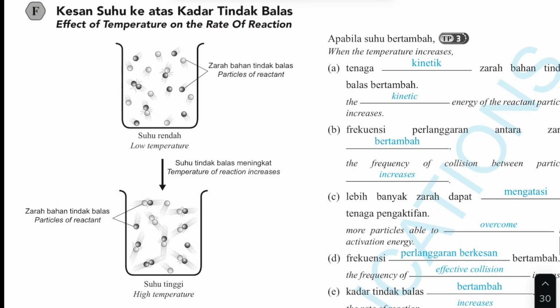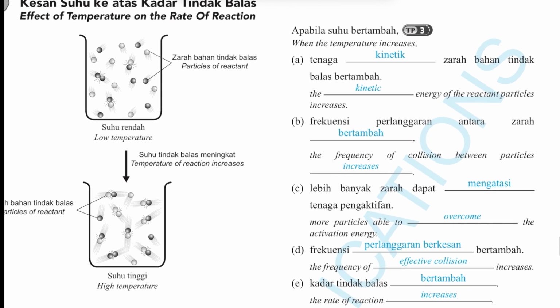Alright. Effect of temperature on the rate of reaction. When the temperature increases, the kinetic energy of the reactant particles increases. The frequency of collision between particles increases. More particles able to overcome the activation energy. The frequency of effective collision increases. The rate of reaction increases.